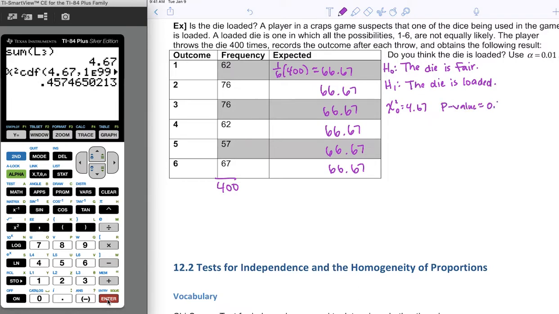about 0.457. So our level of significance was 0.01. This p-value is definitely greater than that level of significance, which means that our sample data is not considered statistically significant. Therefore, we do not reject H0.